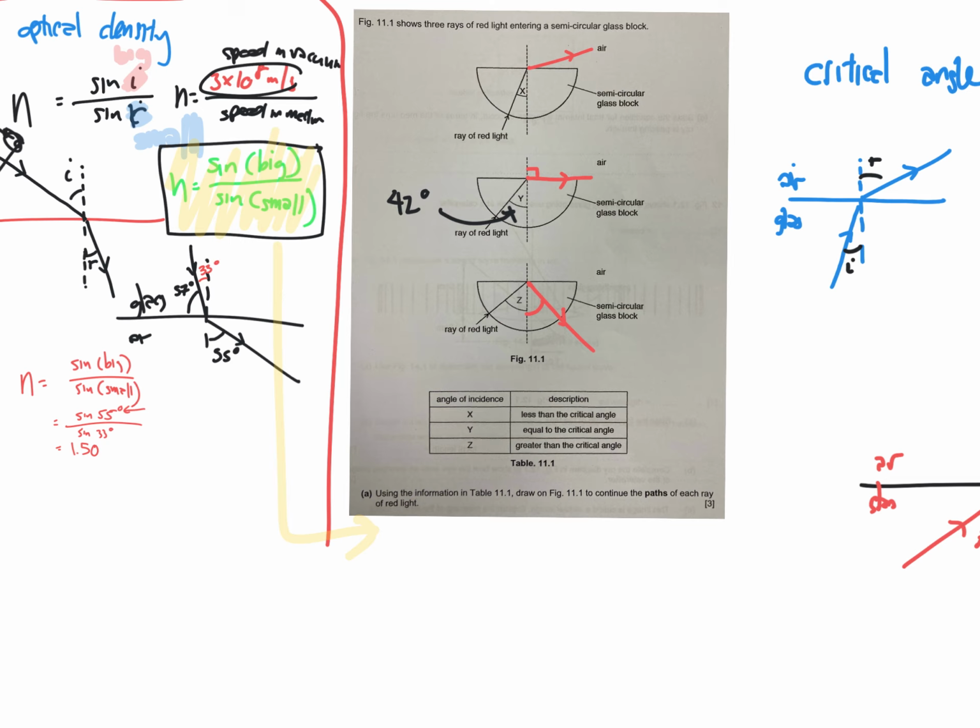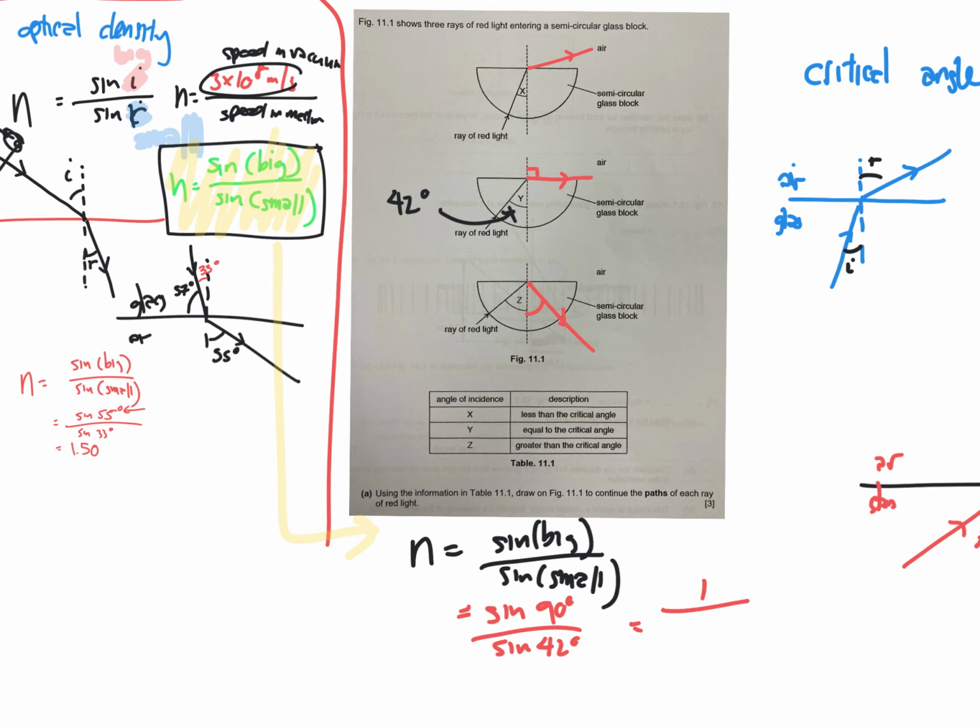Let's see over here. I'm trying to look for the refractive index, correct? So n equals sine big over sine small. Which one's my big angle, this one or that one? This one is 90, this one is 42, so obviously this is my big angle and this is my small angle. So sine 90 degrees over sine 42 degrees. Sine 90 is equal to 1. Sine 42 degrees should give you about 1.50, roughly. Try your calculator.